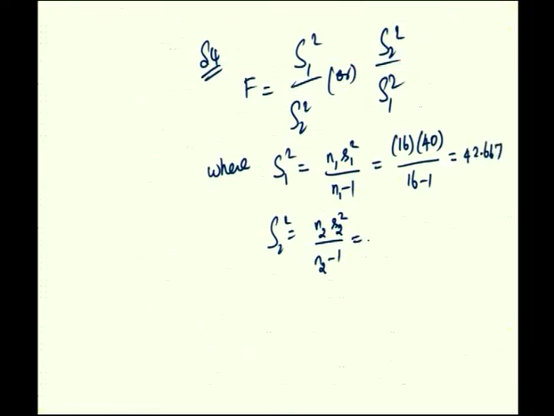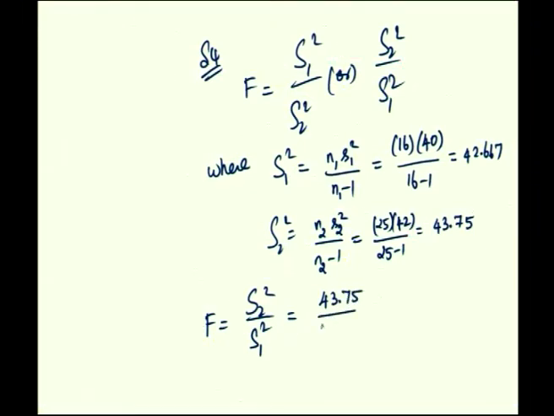And similarly, n2 s2 square by n2 minus 1 is 25 into 42 by 25 minus 1, which is equal to 43.75. Now, you see S2 square is greater than S1 square. So, the formula of F applies as S2 square by S1 square, 43.75 divided by 42.667. Since the F formula stands for greater variance by smaller variance, F value will always be greater than or equal to 1. So, this computation gives you the value 1.0253.